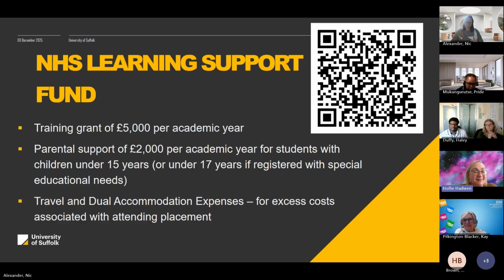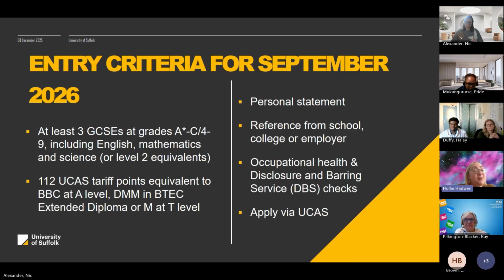Next slide, please. Thank you. So a quick whistle-stop tour of entry criteria. These are for September 2026. We don't envisage these changing, but if you're applying or considering applying for a different year, you will need to have a little chat with us at the university.